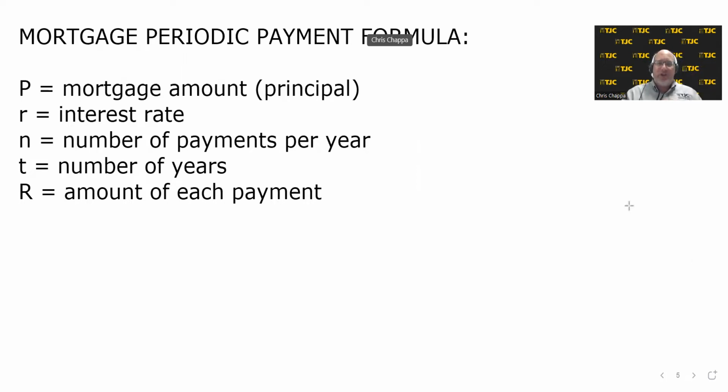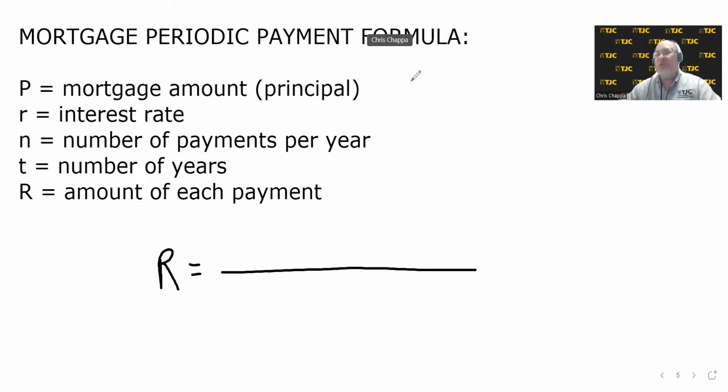But if P is the mortgage amount, the principal, r is the interest rate, N is the number of payments per year, T is the number of years, and R is the amount of each payment, which is what we're going to calculate, then the formula to calculate a mortgage payment is R equals, this shouldn't surprise you, a giant fraction. That appears in a lot of these formulas where we borrow or pay off money over time. In the numerator, we have the principal, P, followed by a tall but not very wide set of parentheses, because inside that parentheses is r over N.